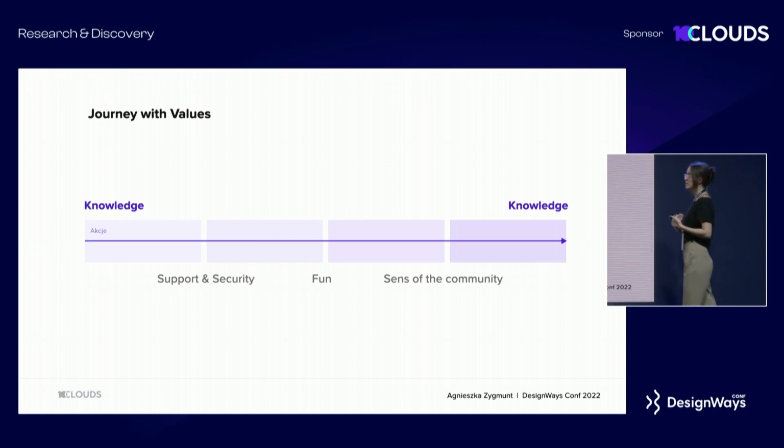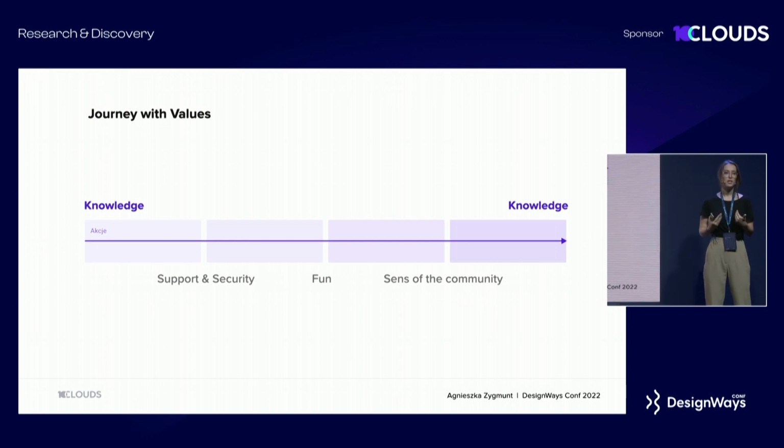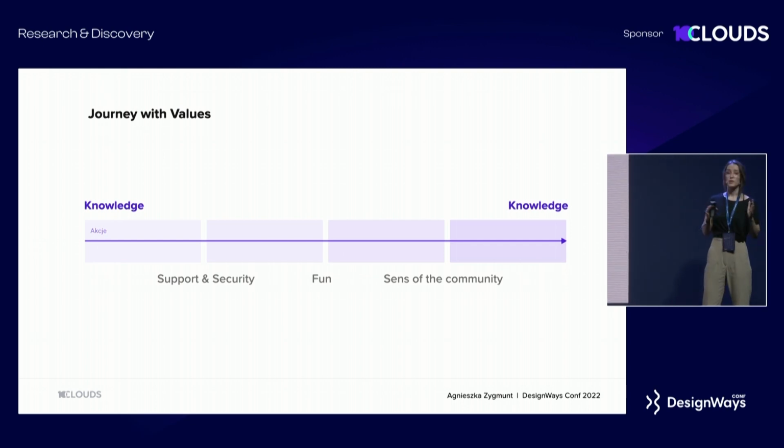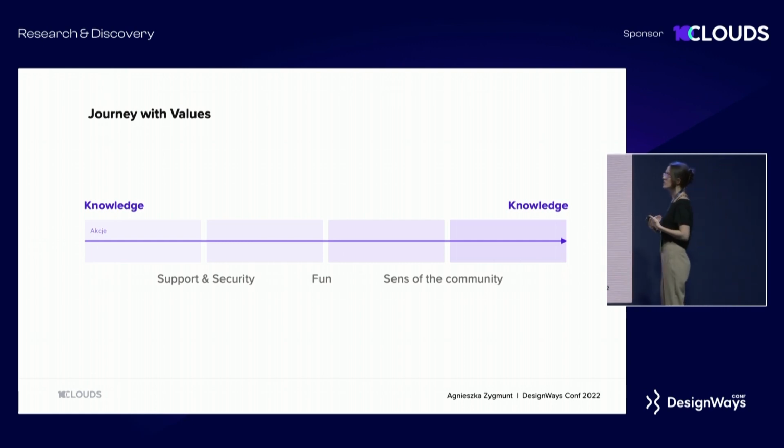Maybe when you were buying the tickets, you were looking for the value related to support and security, because you are paying for something. When you are looking for the value right now at the conference, it's not only about the knowledge, being honest, it's also about fun and just having a good time here. When we are talking about things that are happening right now and also after the conference, maybe there's a value related to the sense of community.